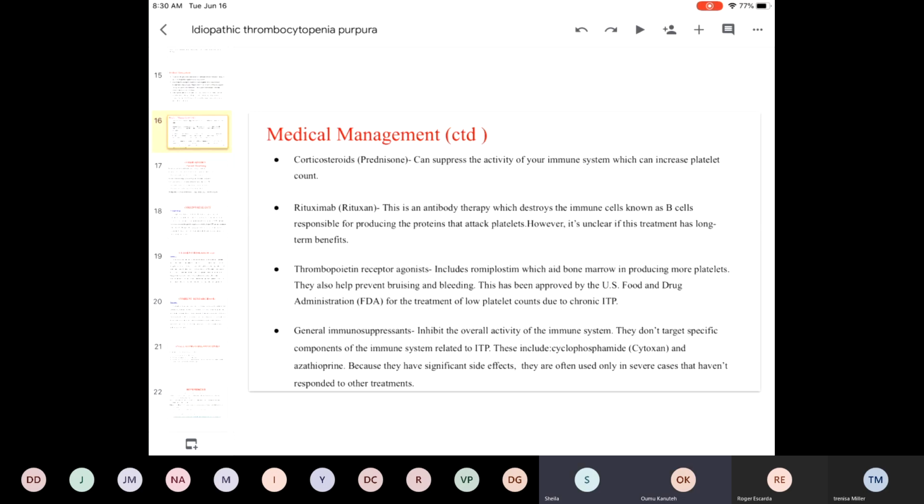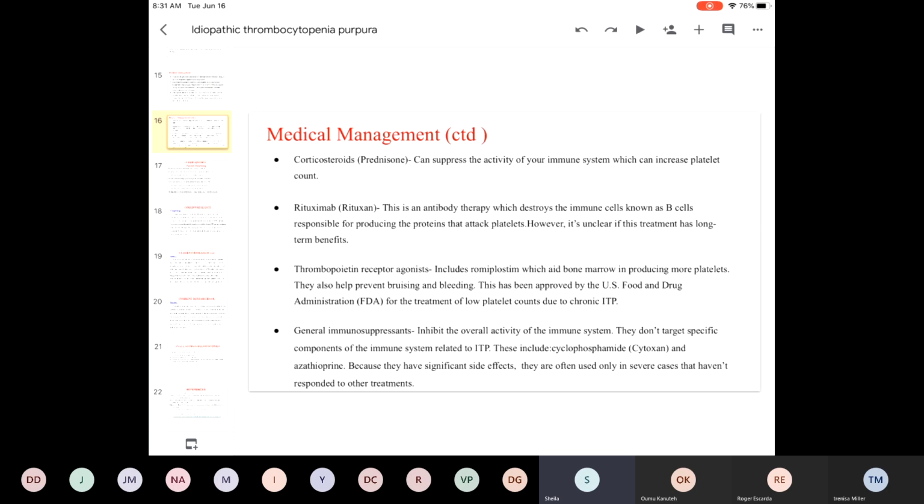Medical management continued. Corticosteroid, prednisone, can suppress the activity of your immune system, which can increase platelet count. Rituximab, this is an antibody therapy which destroys the immune cells known as B cells, responsible for producing the proteins that attack platelets. However, it's unclear if this treatment has long-term benefits.